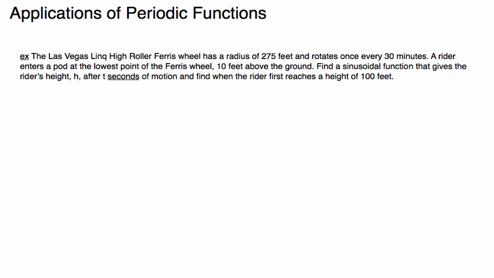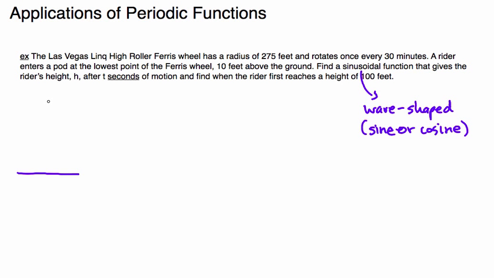To build a sinusoidal function, and sinusoidal means wave-shaped, we can use a sine or a cosine graph, whatever is easier to do for this function. To come up with this function, it's easiest to start off with a couple of pictures. First, a picture of what our Ferris wheel looks like. The Ferris wheel is approximately a circle, and at a height of 10 feet, people get into one of the pods.